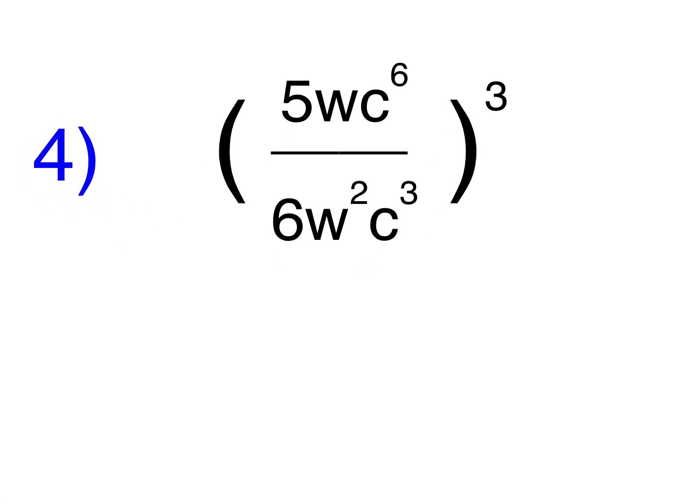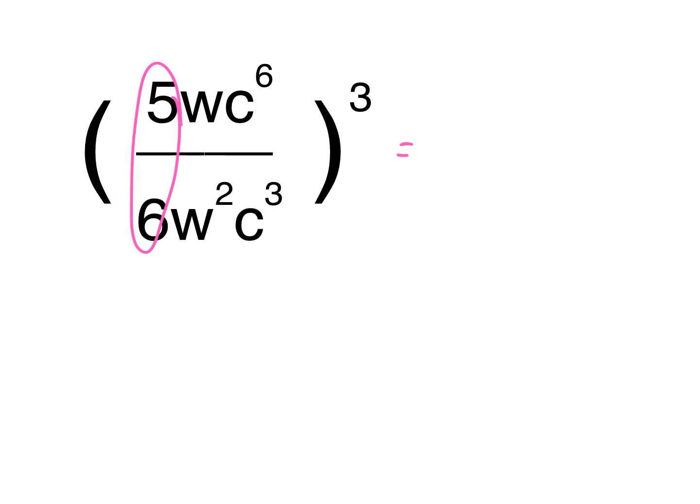All right, 4. Let's combine everything together. Simplify the inside before we distribute. Can I simplify 5 over 6? No, so let's leave it as 5 over 6. What about the w's? How would we combine those? Subtract. What's the exponent on the w on top? So what's 1 minus 2? Negative 1. So w to the power of negative 1 on top.